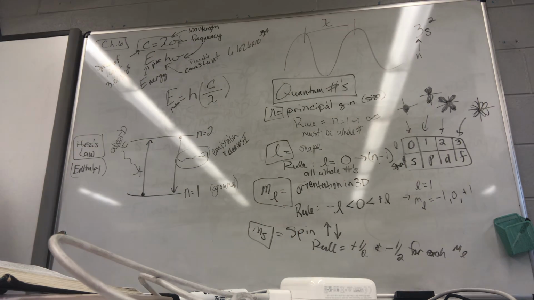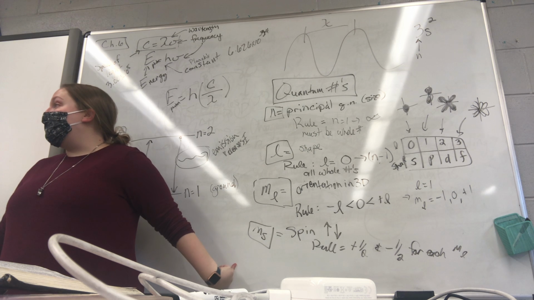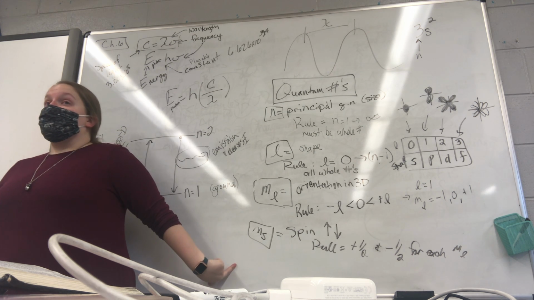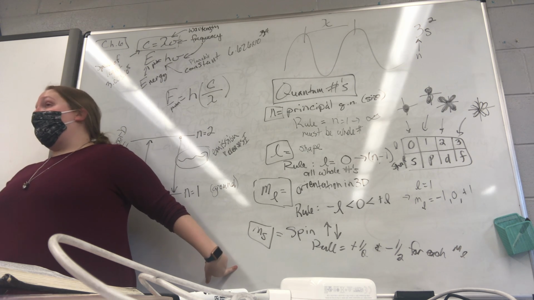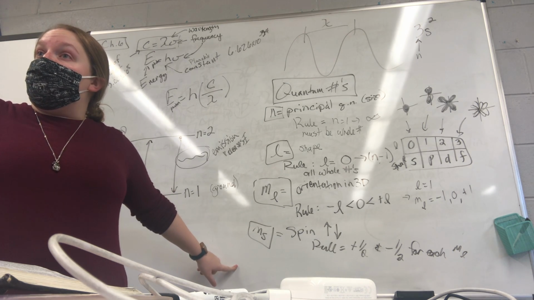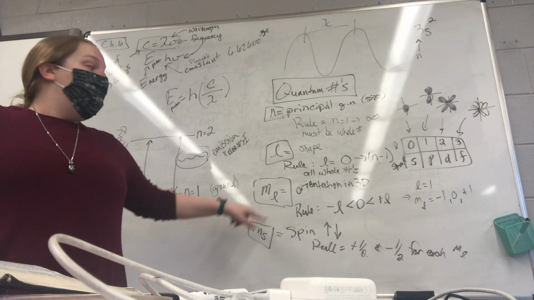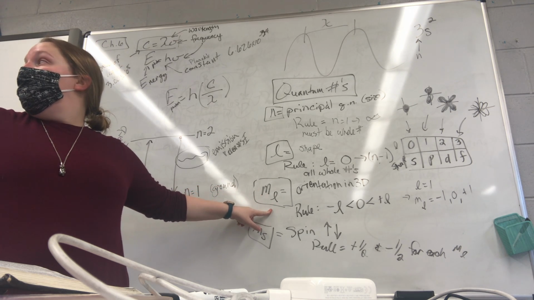Positive 1/2, negative 1/2 for each ML. Each individual ML value is positive and negative. So, there were rules that went along with our quantum numbers: the Pauli exclusion principle, the Aufbau principle, etc. All those rules combined tell us, 1, how many electrons can belong to a set number of ML values, right?